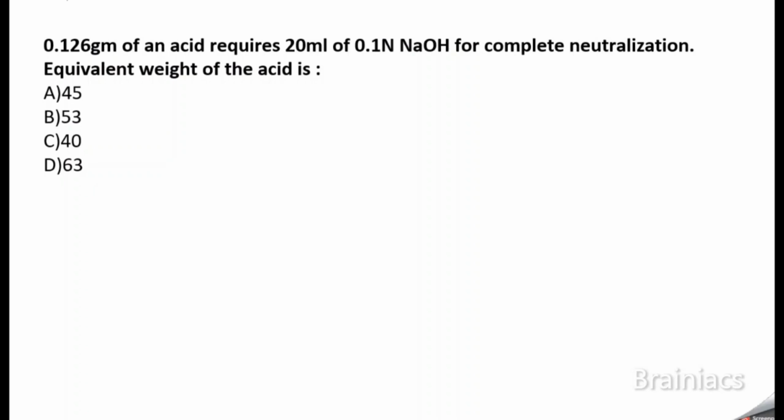So just read the question. 0.126 gram of an acid requires 20 ml of 0.1 normal sodium hydroxide for complete neutralization. Equivalent weight of the acid is. So this is the question here. So they are asking you to calculate the equivalent weight of the acid.